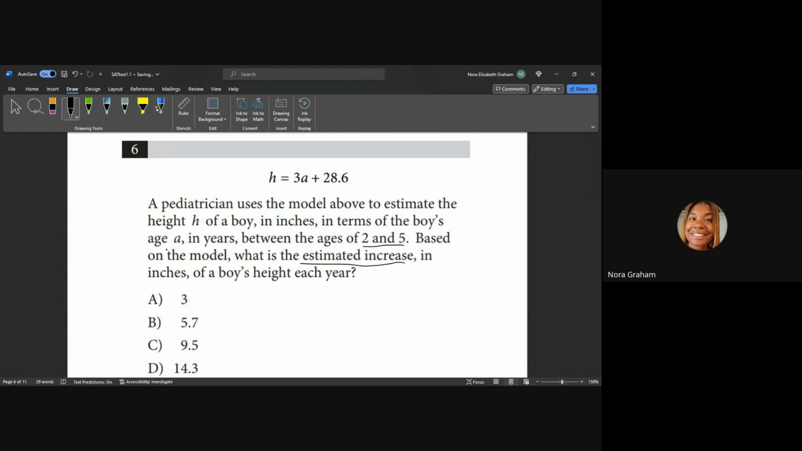Notice they said that a is age. So we're going to find out the height for each of these ages, 2 through 5, and find a pattern in what we find in our heights. So first, let's start with 2. Everywhere I see a, I'm going to put a 2. So 3 times 2 plus 28.6. I just want to find the height for this one. So we have 3 times 2, that's going to be 6. And then 6 plus 28.6 is going to give me 34.6.